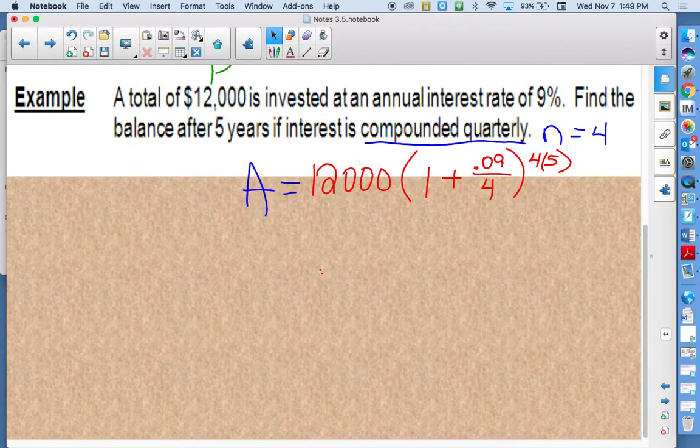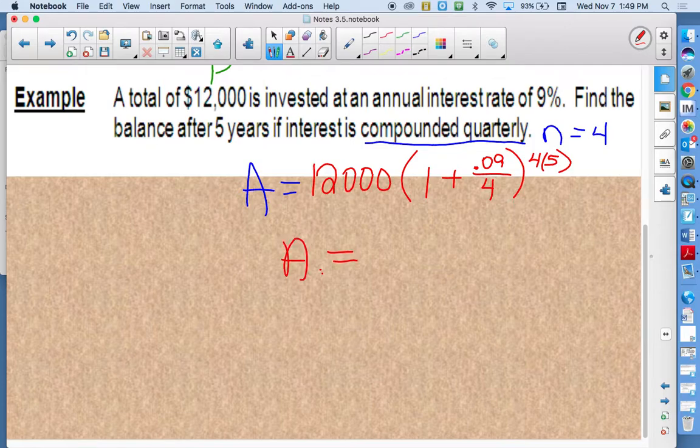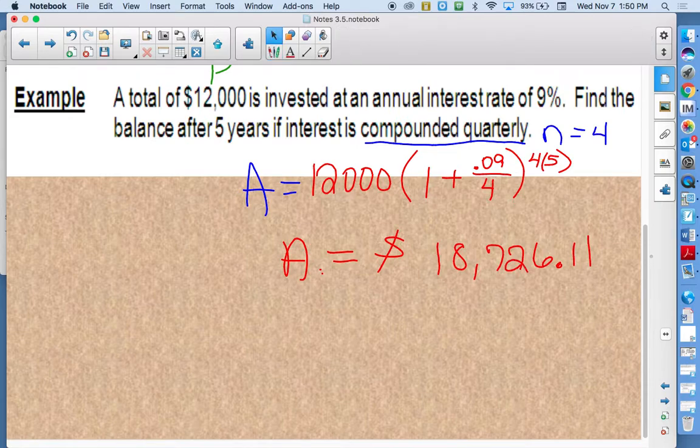So you plugged it in. Brandon, now you can let your calculator chug its way through the problem to get an answer. 18,726.11. 26, there we go.